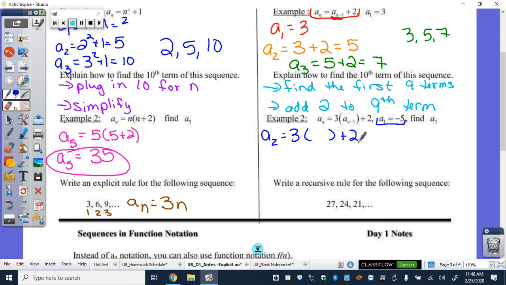So again, we said the formula was 3 times the previous plus 2. So if I'm finding my second term, what was my previous term? Negative 5. The previous term for term 2 would be term 1. So that gives us negative 13. So our second term is a negative 13. Now we can find our third term. 3 times the previous plus 2. So 3 times negative 13 plus 2 will give us negative 37. So our third term there is negative 37.